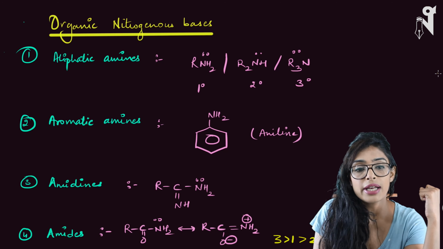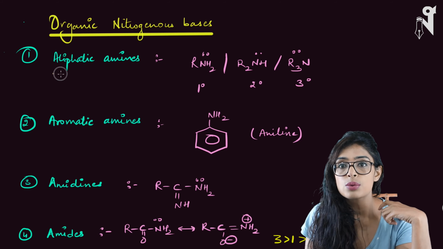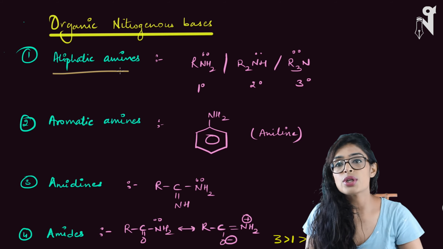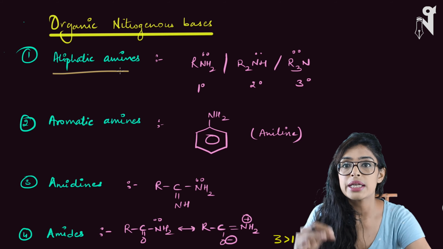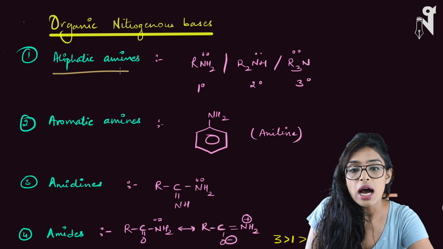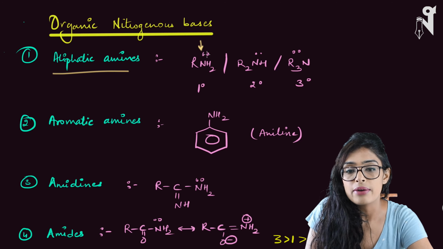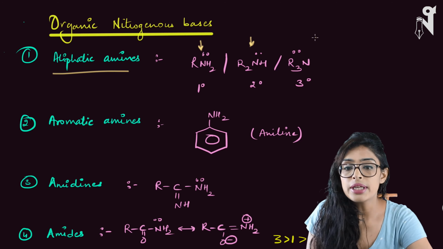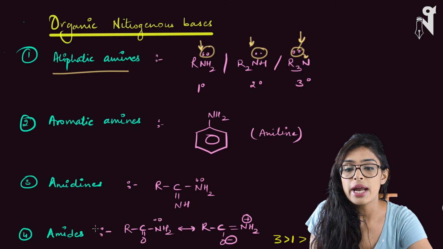What all do we have? Aliphatic amines. We have all understood what those are. These are simple straight chain amines. They can be of three types: primary, secondary, and tertiary. What are the formulas for them? RNH2, R2NH, and R3N. In all three cases, the lone pair is there on the nitrogen. I think I have written the lone pair on the wrong side. It should be with nitrogen. So this is primary, secondary, and tertiary.